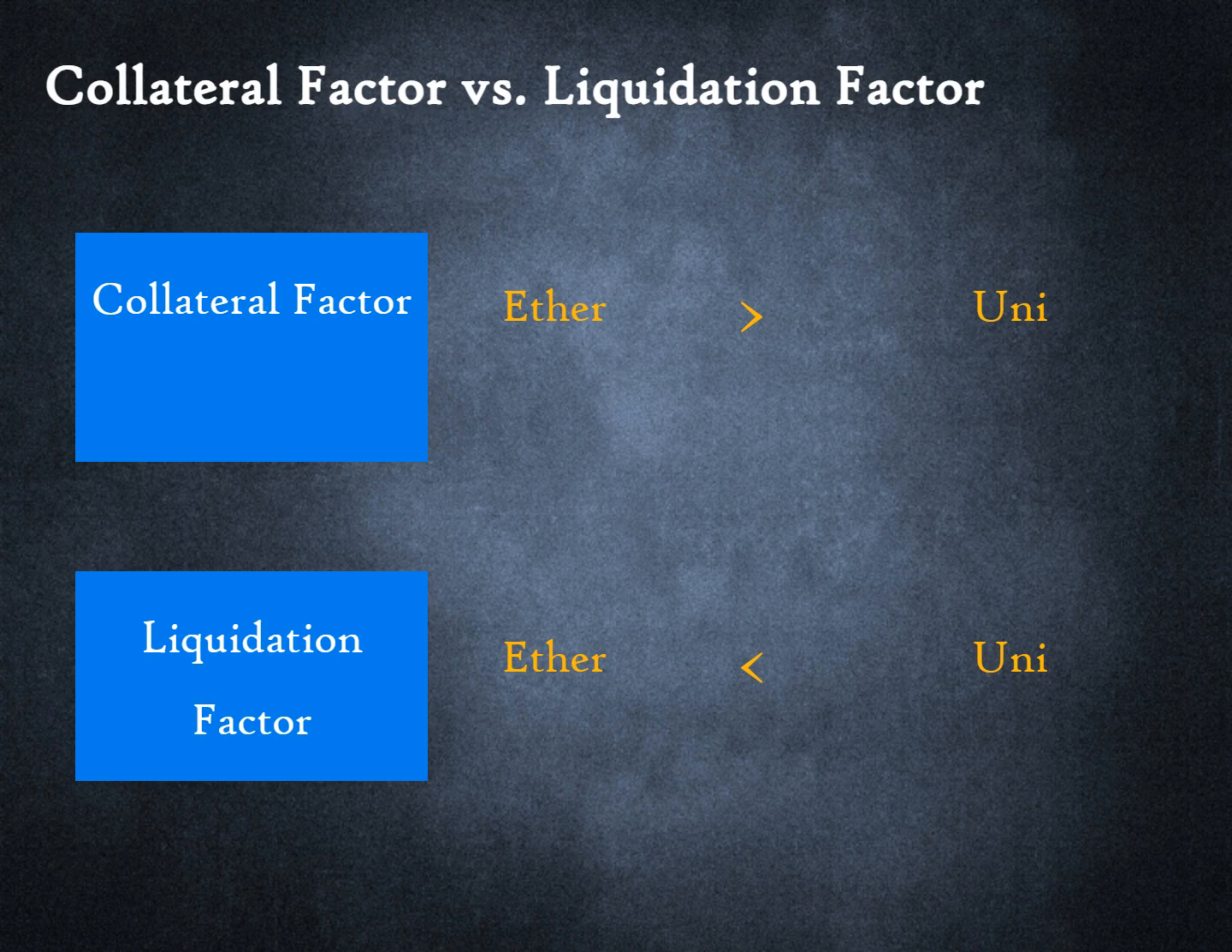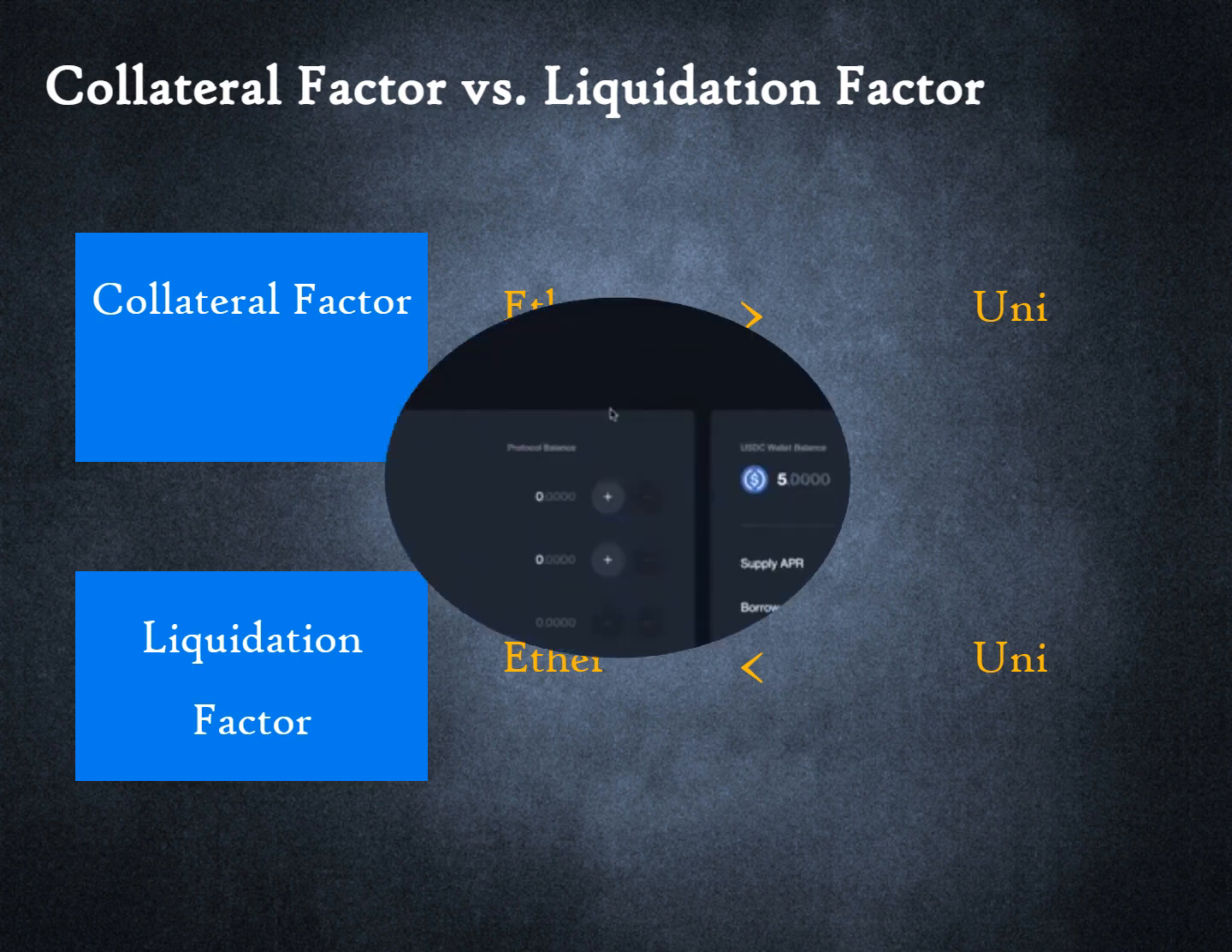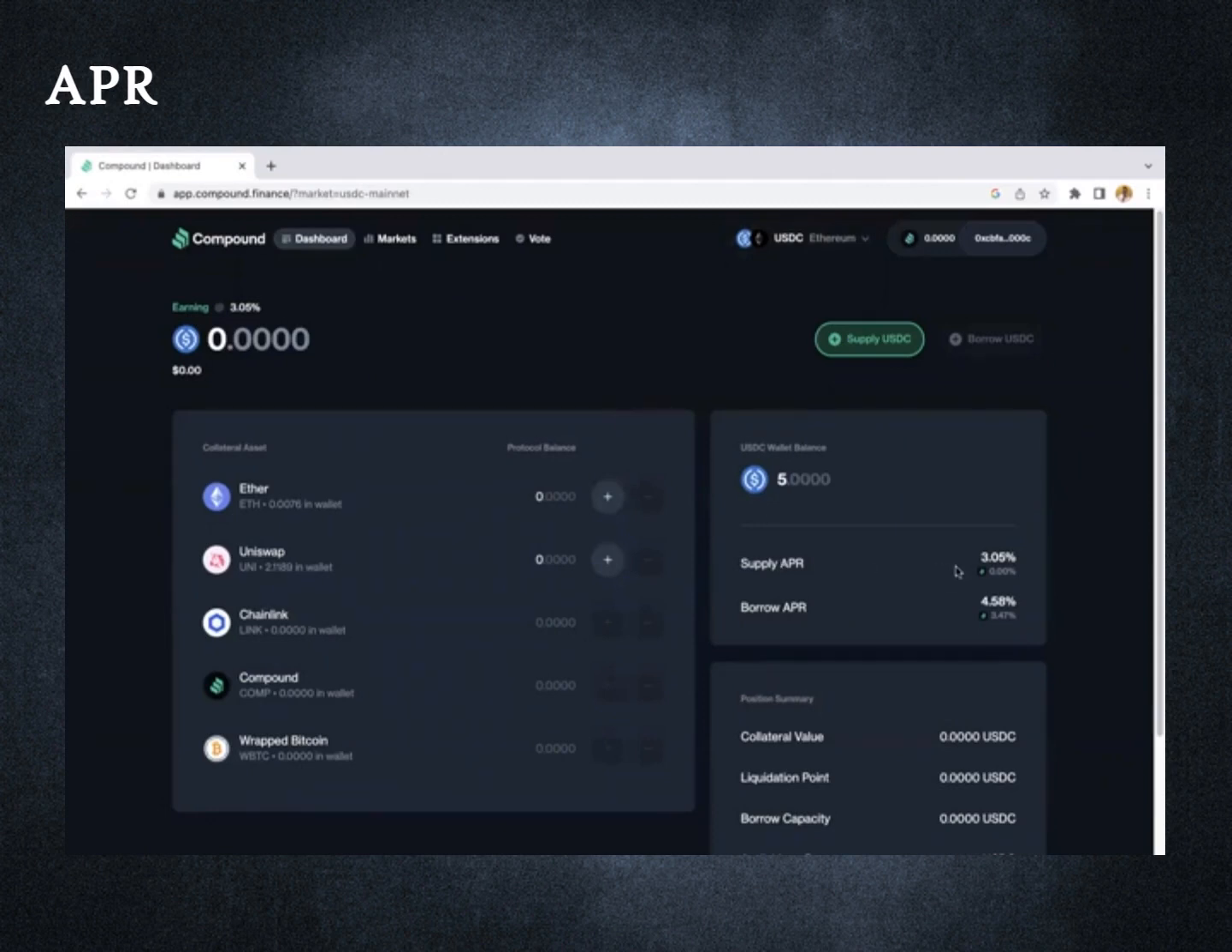This is another way of saying that I will lend you more against Ether, but if things go wrong, I will seize more of the collateral. This is logical. If I let you borrow more against the collateral, I need more of it to make myself whole in a liquidation scenario. I can see the supply APR is 3.05%. The borrower though is charged higher. Later we will learn how these interest rates are set.